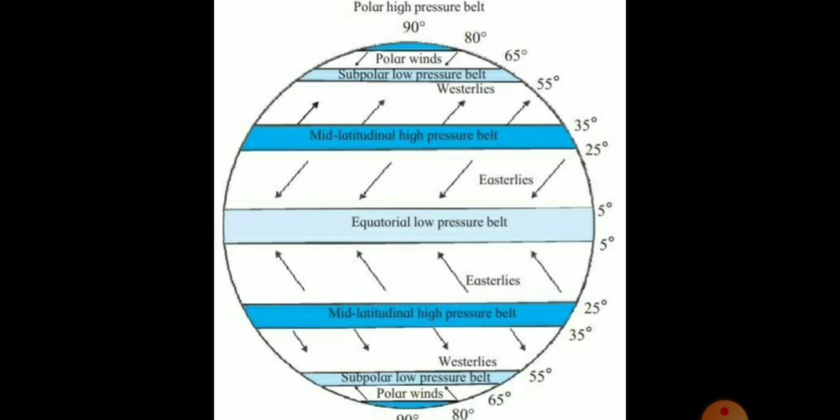Polar high pressure belt. Here the air is cold. As a result, a high pressure belt gets formed. These are called polar high pressure belts. They generally occupy the area between 80° and 90° parallels in both the hemispheres.